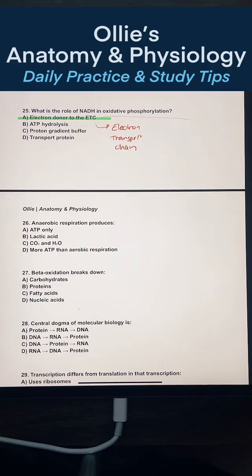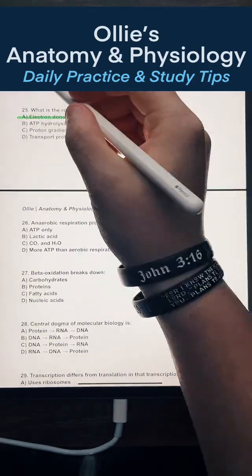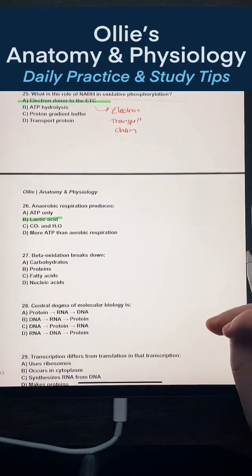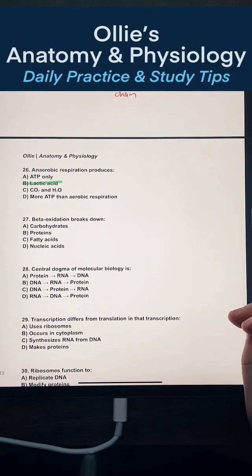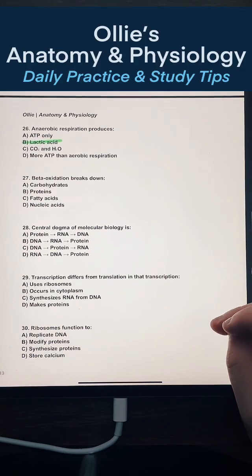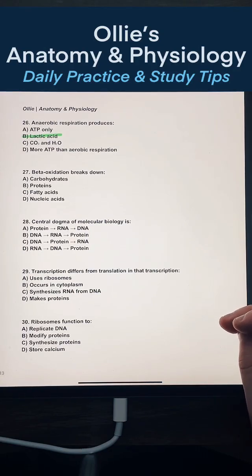Number 26, anaerobic respiration is going to produce what? The answer here is B. It is lactic acid. Without oxygen, pyruvate is going to turn into lactate in animals. Aerobic respiration is going to produce your carbon dioxide and water, and much more ATP. Number 27, beta oxidation breaks down what?